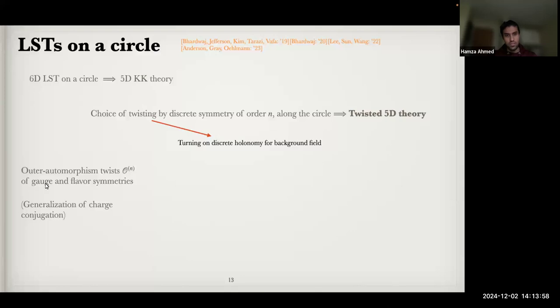So in particular, the discrete symmetries we'll consider mostly are what are known as outer automorphism twists, which come from the gauge and flavor algebras in your theory. You can think of these outer automorphisms as generalizations of charge conjugation that you have for, say, a U(1) gauge theory. For the simple Lie algebras, you can actually see these outer automorphisms from their Dynkin diagrams. So for E6, you have the symmetry of the Dynkin diagram, which is a Z2 reflection symmetry. So this is your charge conjugation symmetry in this case.